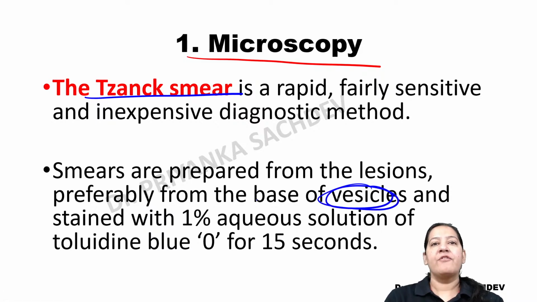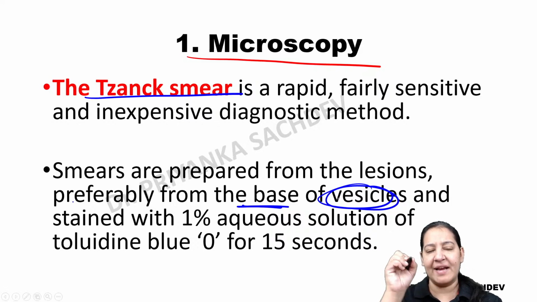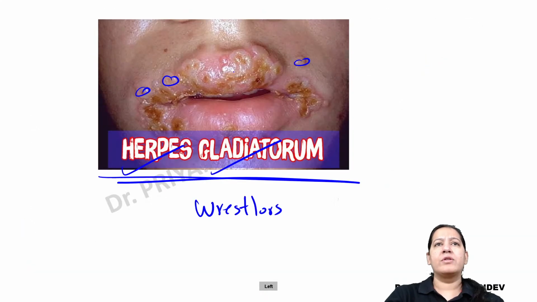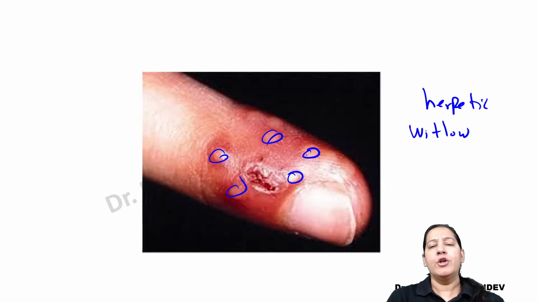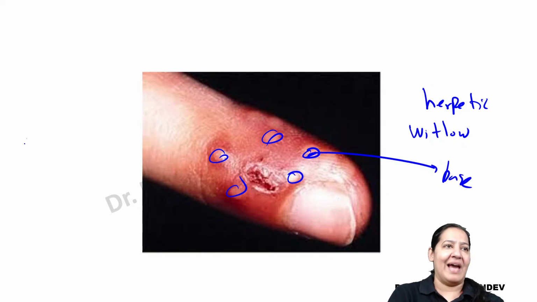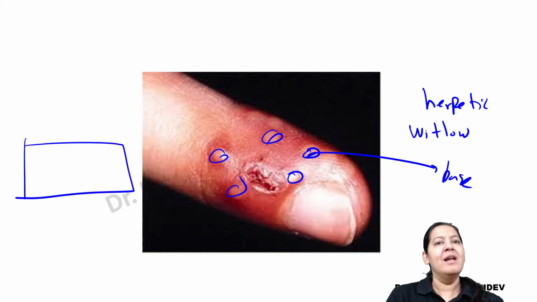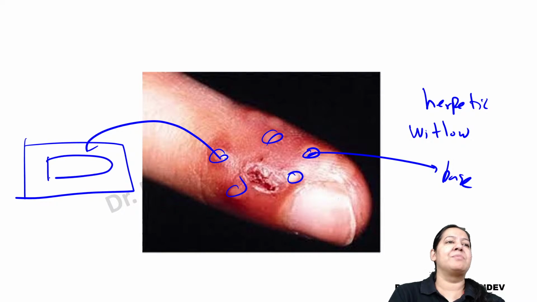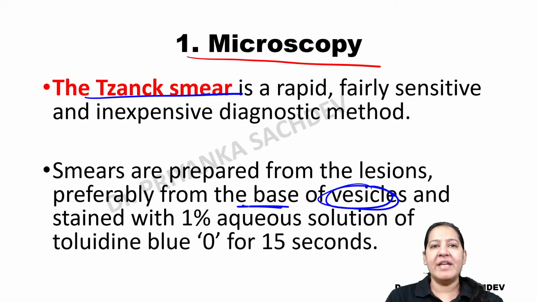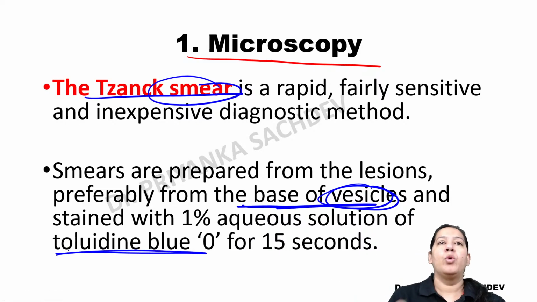You take a vesicle. From the base of the vesicle, you take scrapings. Can you see this vesicle, or this vesicle, or this vesicle? You just rupture it with a sterile needle and take the base. Take the scraping of the base on a slide. You rupture the vesicle, make a smear of the base of the vesicle, and you stain the smear with toluidine blue.